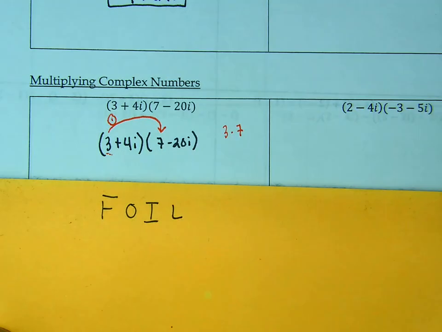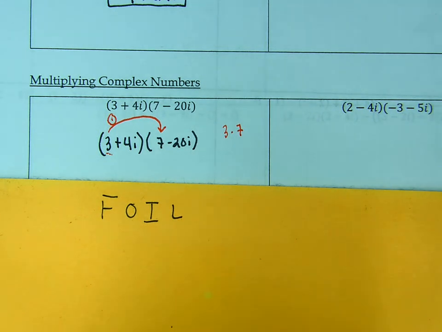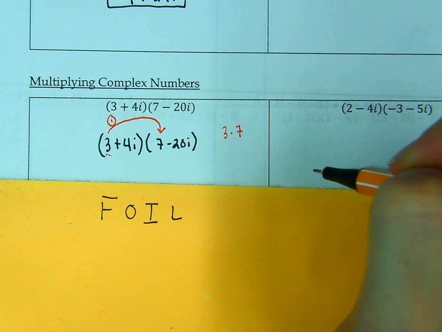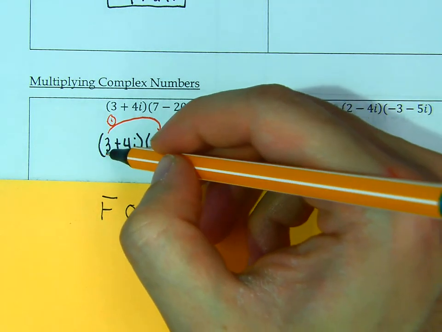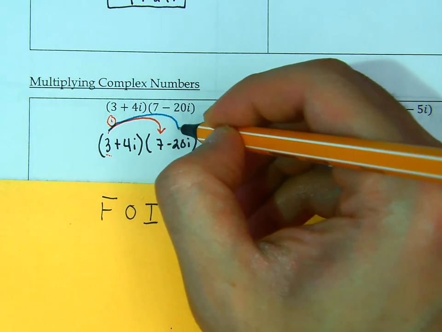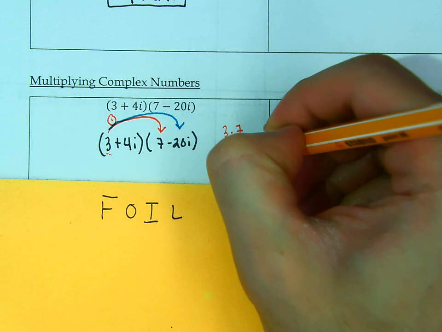If you want, pause the video and think, what would I do next, right? We've done this so much before in the past. It's been a minute though. Right? 3 times the 7. Then we also have to do what? 3 times what? 3 times negative 20i.